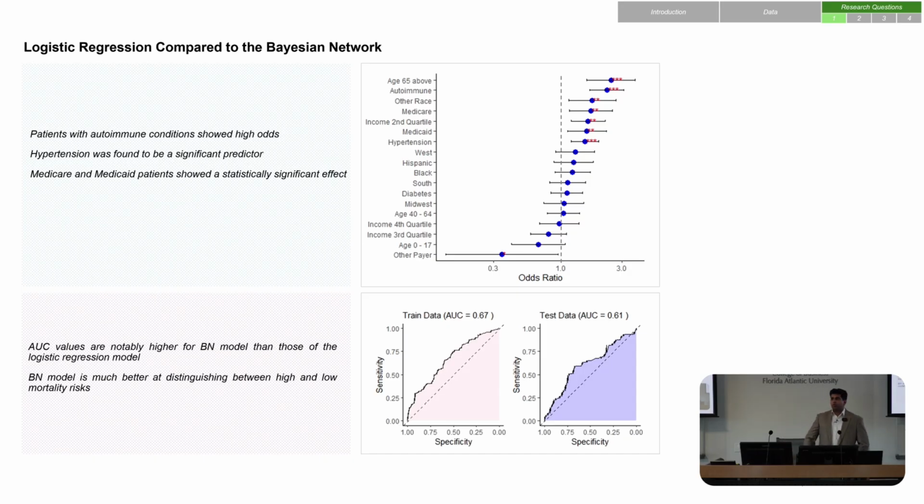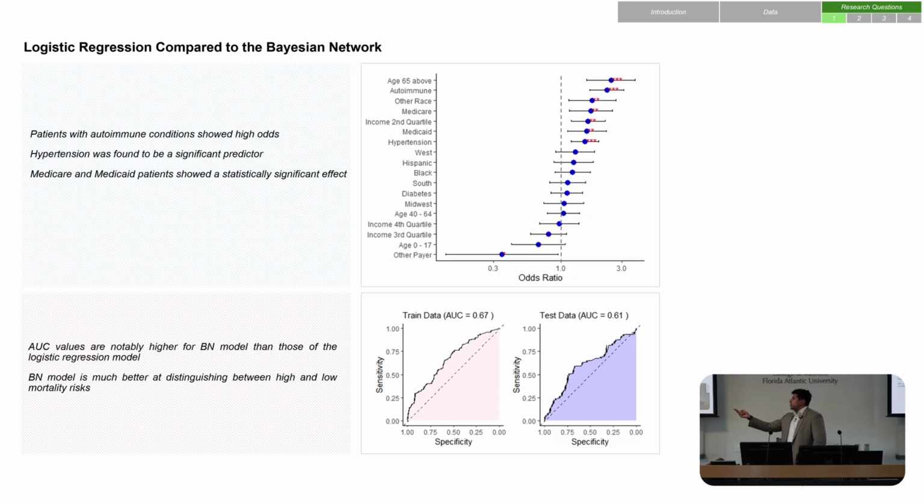But to demonstrate the strength of the Bayesian network, we still ran a logistic regression to see which of these variables are actually significant, for those who traditionally want to think about it in a hypothesis testing framework. So we see age 65 and above as significant, autoimmune patients, patients on Medicare, second income quartile, and then Medicaid.